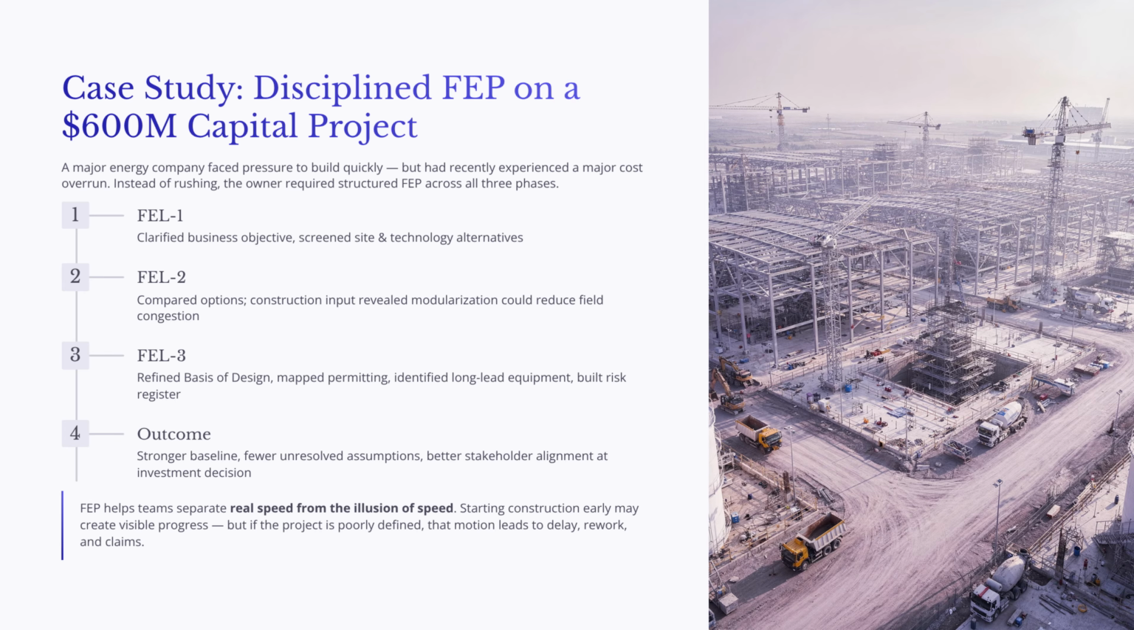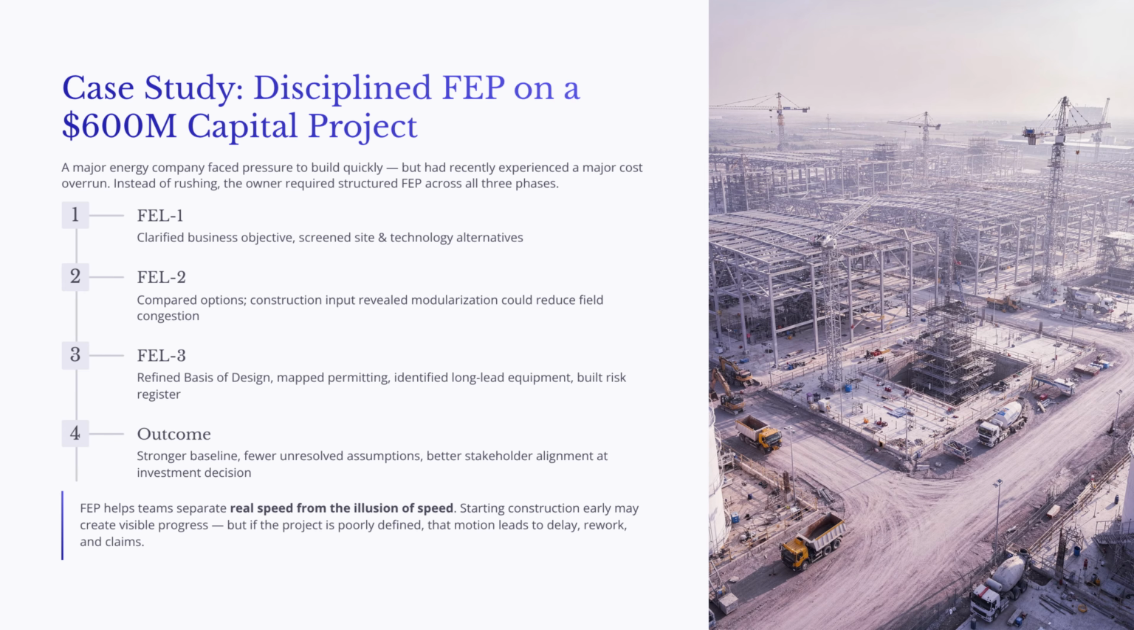Instead of rushing into execution, the owner required a structured FEP process. During FEL1, the team clarified the business objective, screened site and technology alternatives, and confirmed that the project aligned with the company's long-term strategy. During FEL2, the team compared the preferred options in more detail. Early construction input revealed that modularization of selected process components could reduce field congestion and help address labor constraints.